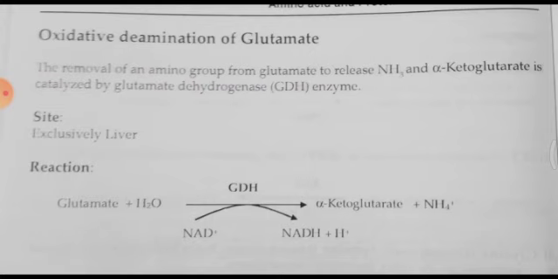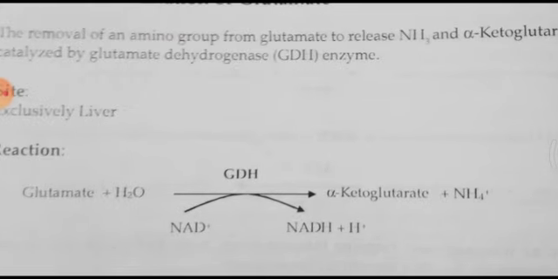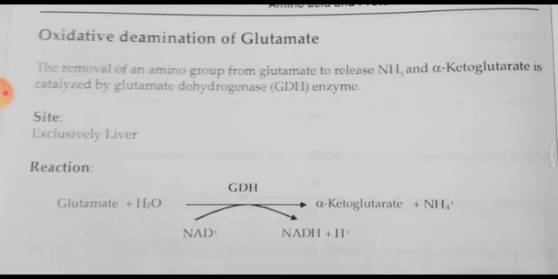If you see the general reaction, as I told you, removal of amino group. Here I have shown glutamate plus water. In the presence of glutamate dehydrogenase, NAD is converted to NADH plus H plus. Alpha-ketoglutarate is obtained by loss of NH2. Glutamate is converted to alpha-ketoglutarate. That NH3 is going to combine with one of the hydrogens to form NH4, that is ammonia. Hence this ammonia is obtained in the free form. Hence this is called deamination. In this you cannot see any keto acid compound.